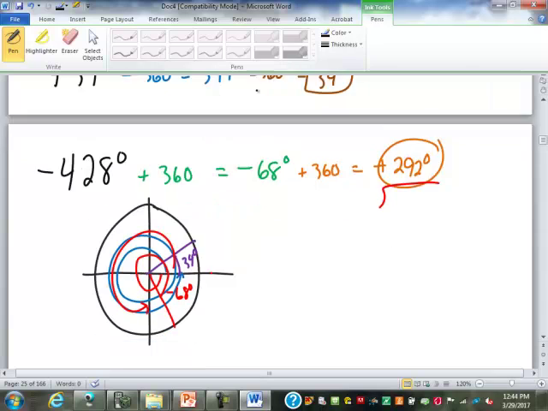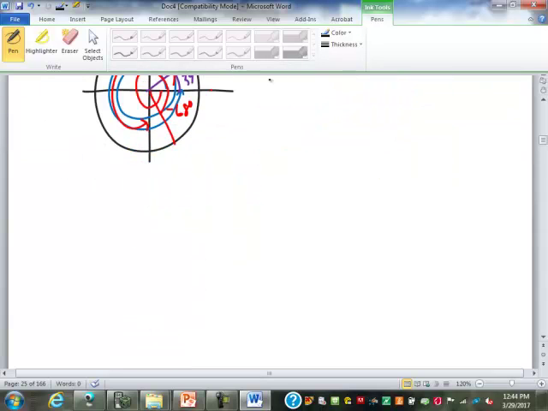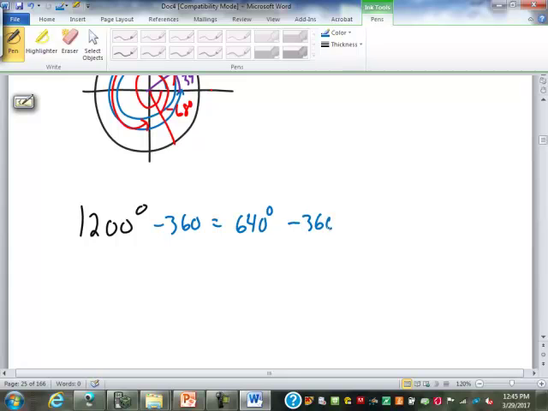Basically, all it is is add or subtract. If it's below 0, add 360 till you get positive. If it's above 360, you subtract 360 till it's below 360. So if you're given 1200 degrees, you're going to have to subtract 360 to get to 840 degrees. Subtract 360 again to get 480 degrees. Subtract 360 again, gets you to 120 degrees. You're now between 0 and 360, so you stop.